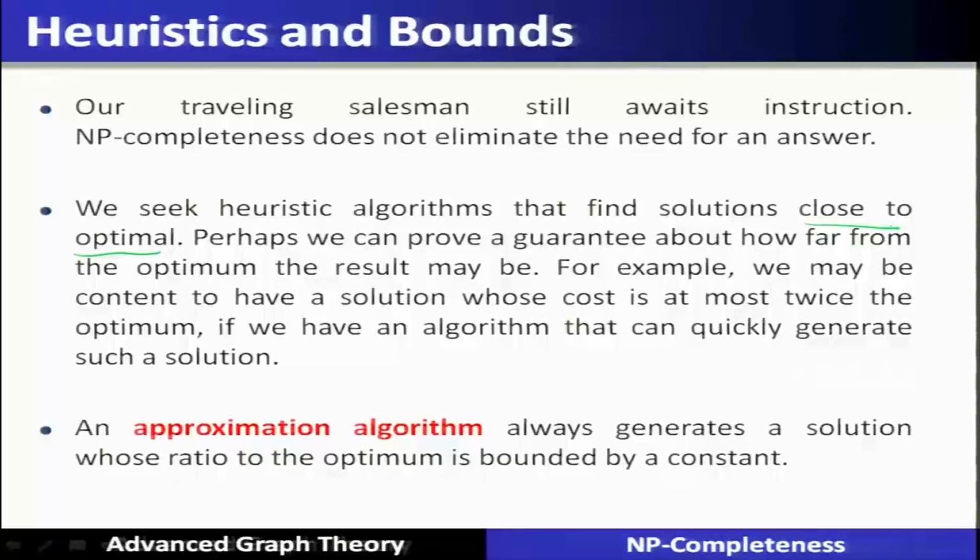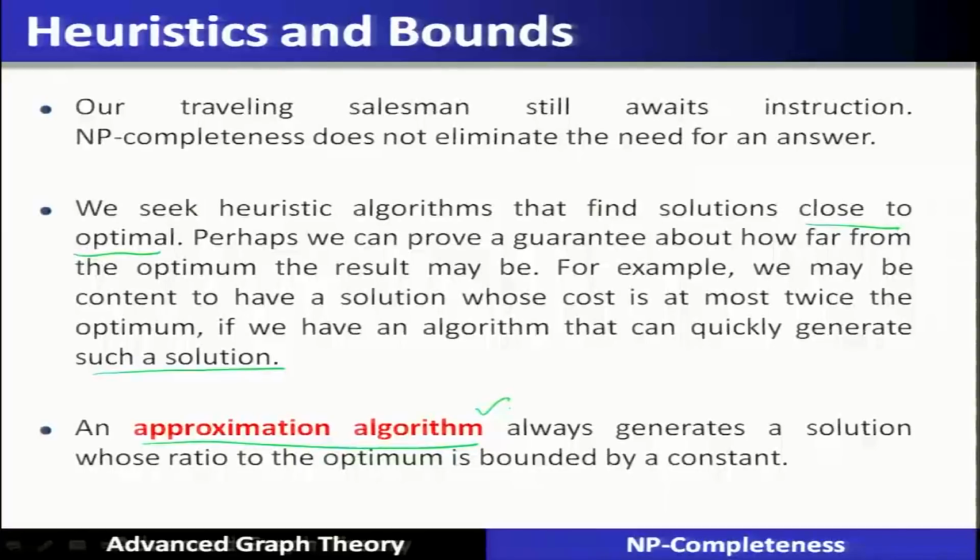Perhaps we can prove a guarantee about how far from the optimum the result may be. For example, we may be content to have a solution whose cost is at most twice the optimum, if we have an algorithm that can quickly generate a solution. Such a possibility, a deviation from the optimum but with particular guarantees, is also of practical interest. Therefore, those algorithms which compute the traveling salesman problem efficiently, with a deviation from the optimum with particular guarantees, are called approximation algorithms.